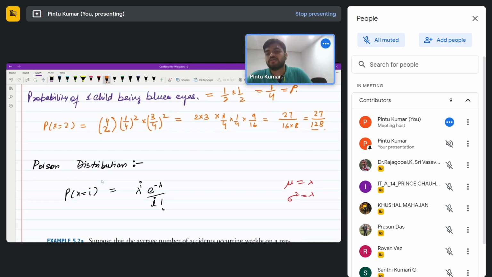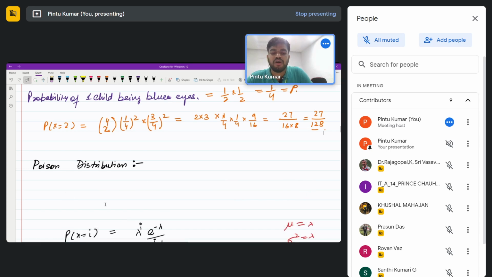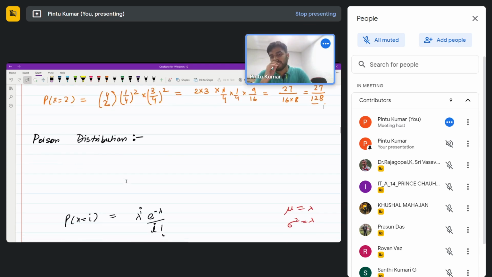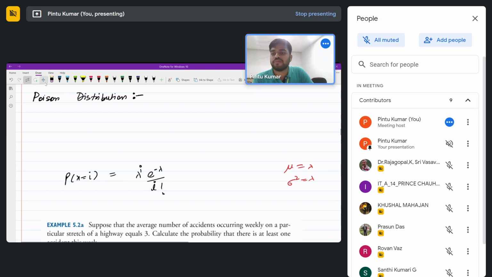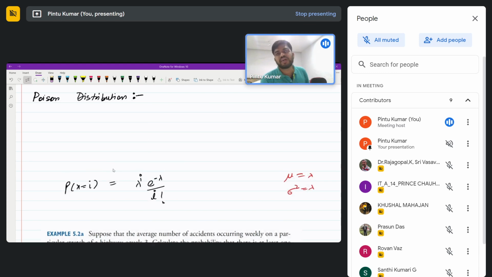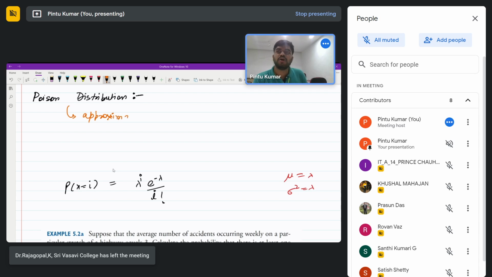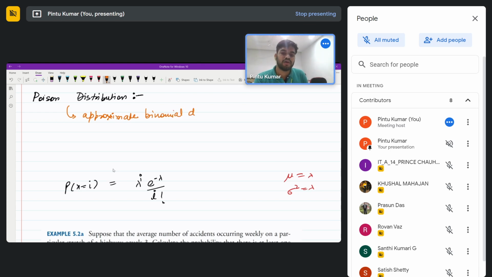Okay. I'll try to motivate why Poisson distributions are important. What actually is the role of the Poisson distribution? These are used to approximate the binomial distribution, and that too happens in very special cases.